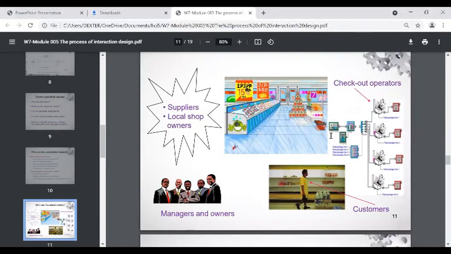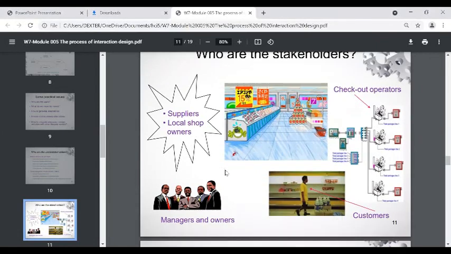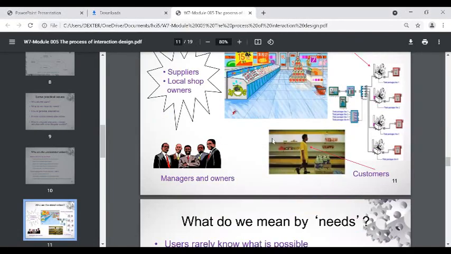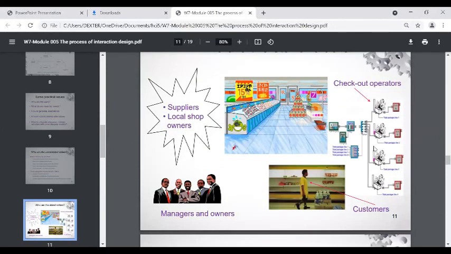So who are the stakeholders? Again, it can be a supplier, the local shop owner, managers and the owners, the customer, or the checkout operator. So these are the stakeholders.